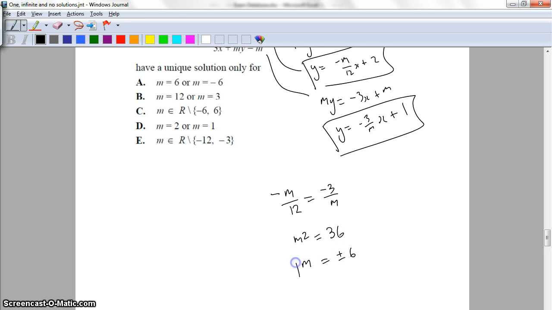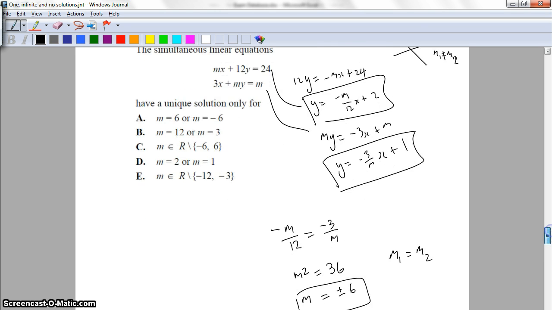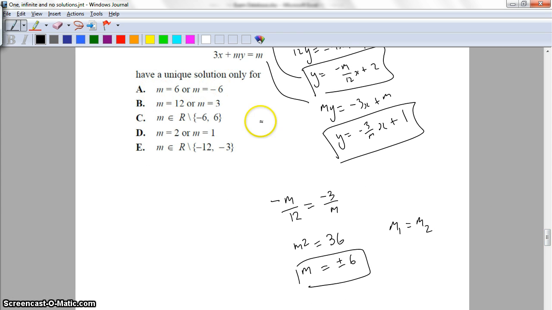Now, if m equals plus or minus 6, then the gradients are the same. If m doesn't equal positive or negative 6, then the gradients are not the same, which means that they will cross over at some point. They will have a unique solution. So the answer to this one, don't be fooled by A. A is the dummy answer, because that's when they are the same. What we want is when they're not the same.